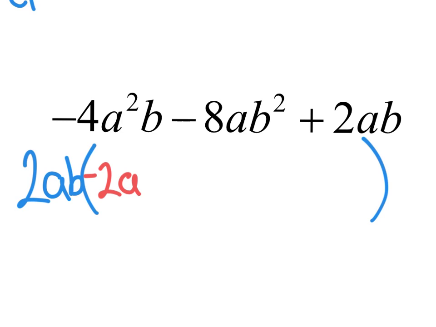I'm sorry, hold on. 2AB times what will get us a negative 8AB squared? Think of it one piece at a time. 2 times what gets us a negative 8? Negative 4. And then how about A times what gets us an A? You don't need anything, right? So A times 1 gets us an A.